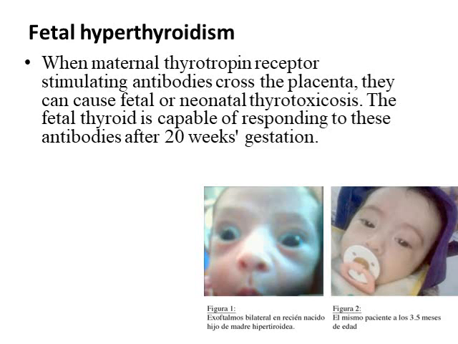الحالة الأخرى اللي ممكن تصير during pregnancy هي الفيتال هايبر ثايرويد، مثل ما قلنا قبل شوية إن الفيتال ثايرويد تبدأ تشتغل من عمر 10 أسابيع وتوصل لحد 16 أسبوع تقريبا، تطلع حتى adult levels of the thyroid hormone، يعني أغلب احتياجه من الثايرويد هرمونز راح تكون من الـ own fetal thyroid. So when the maternal thyrotropin receptor stimulating antibodies cross the placenta, they can cause fetal or neonatal thyrotoxicosis. The fetal thyroid is capable of responding to those antibodies after 20 weeks gestation.